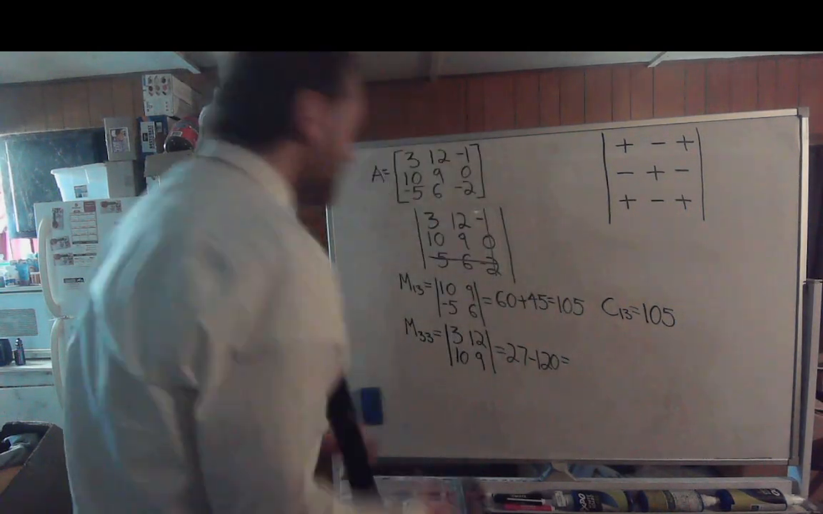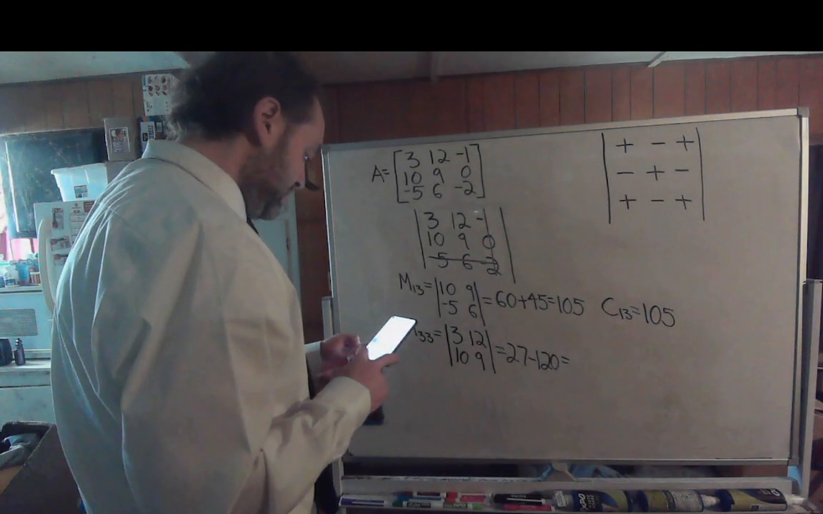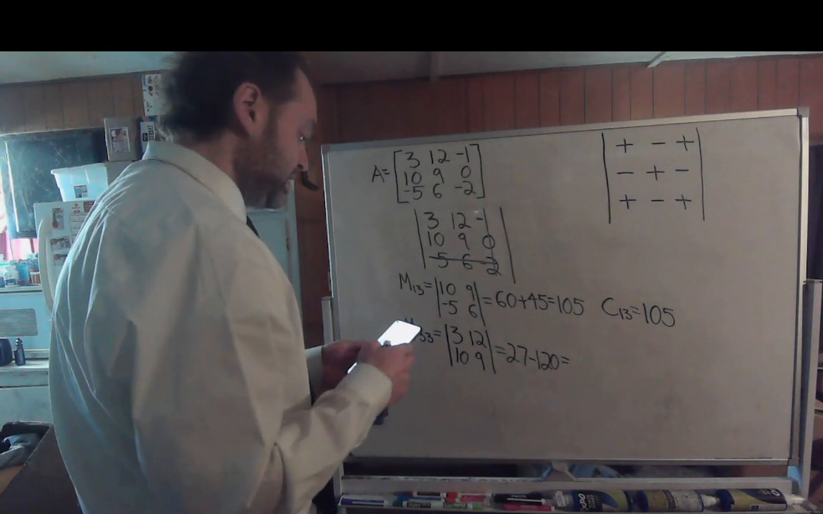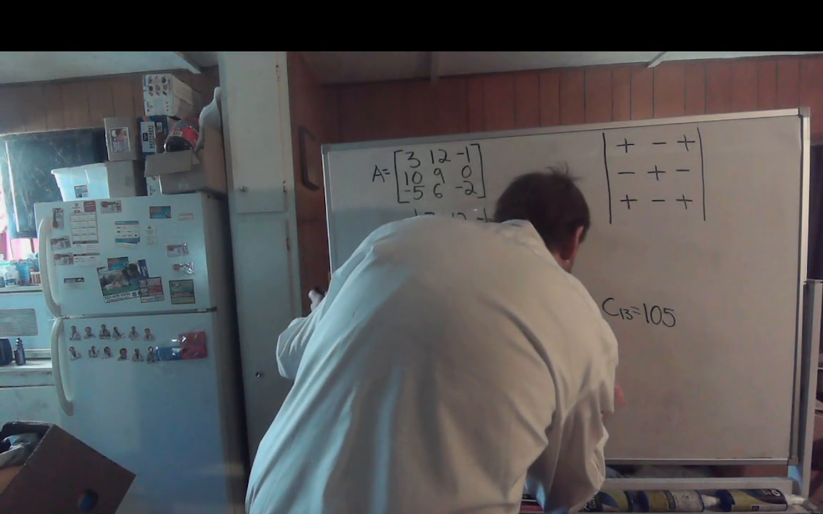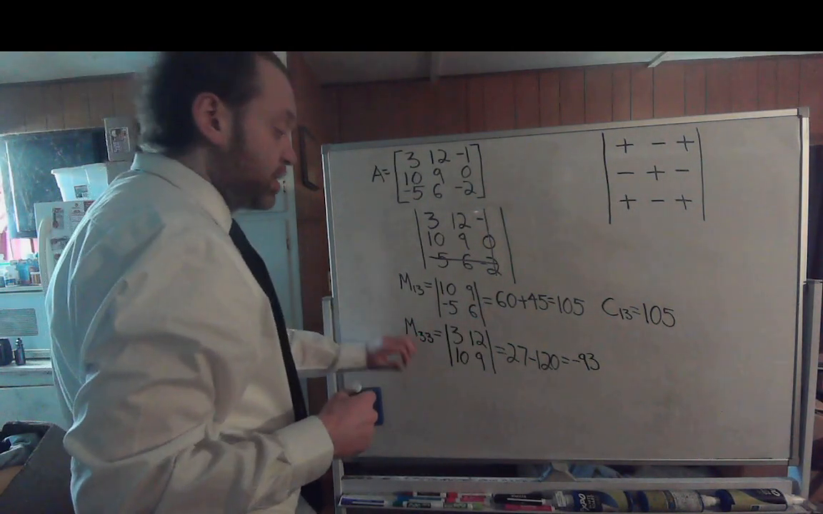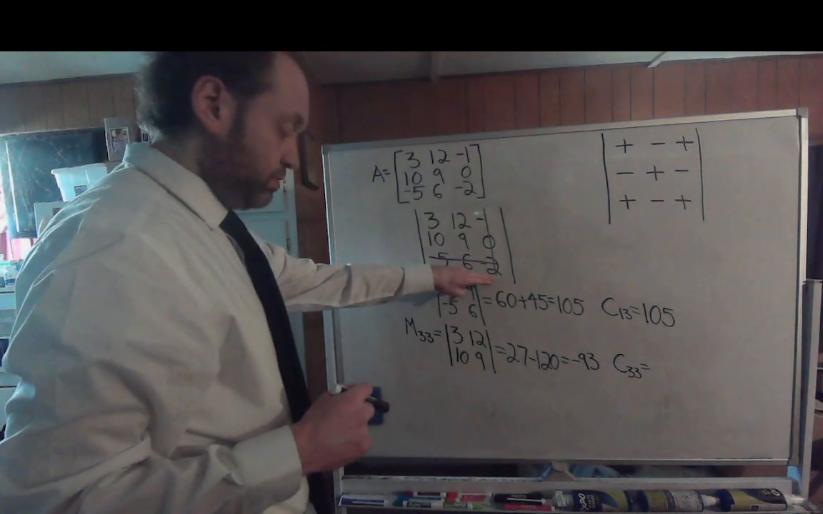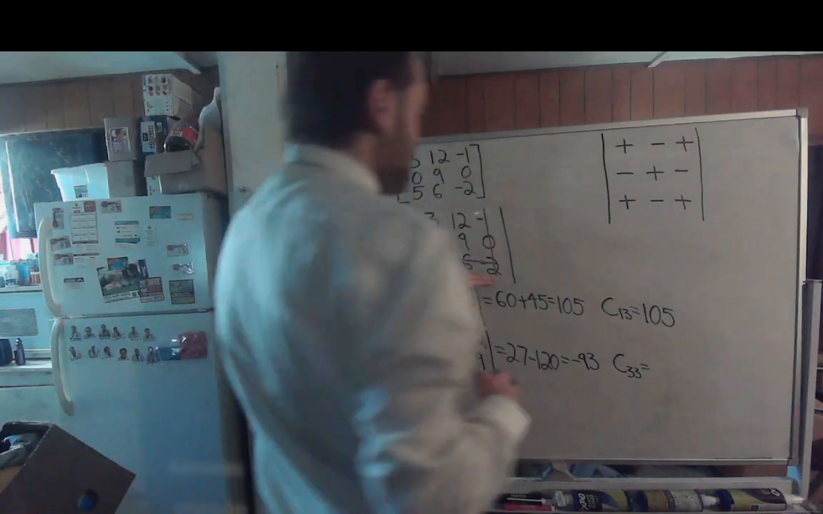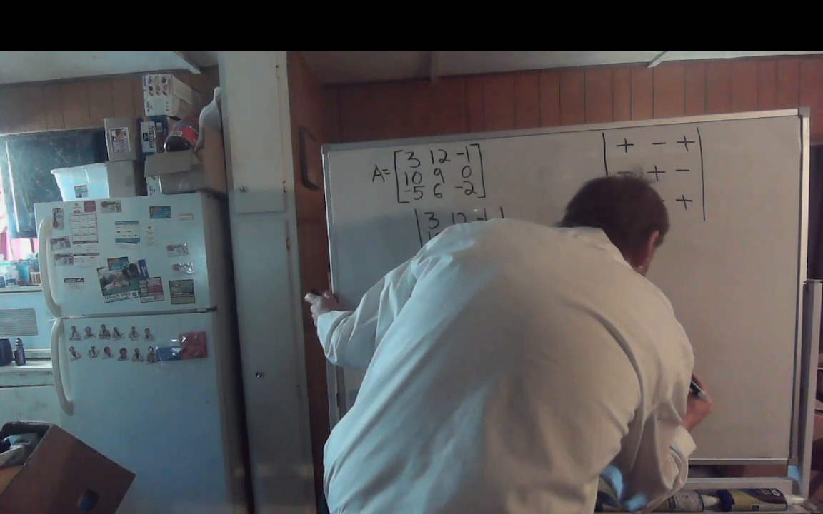So let's go ahead here and take 27 minus 120, excuse me. That'd be -93. Now, I need to find cofactor 3, 3. So according to where that coefficient of -2 was, I need to keep positive of the result of my minor. So positive -93 is still -93.